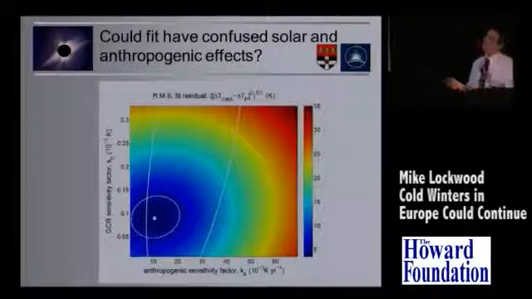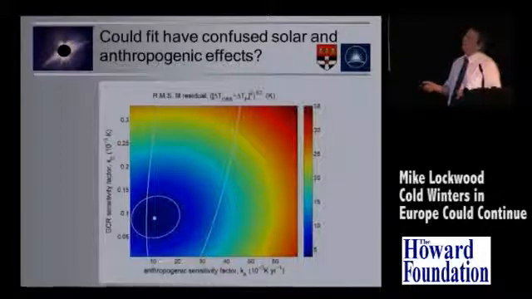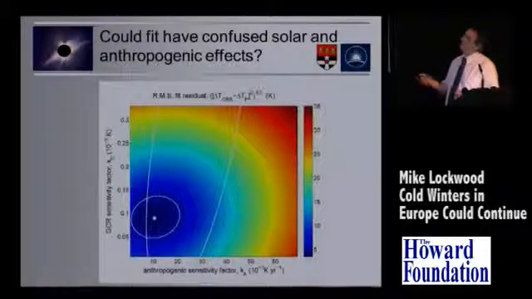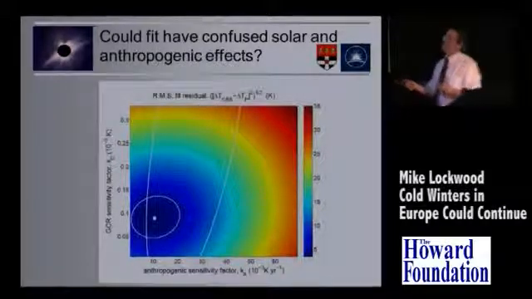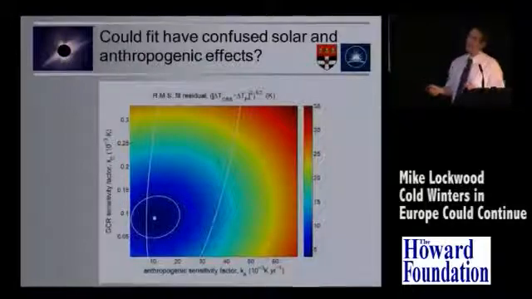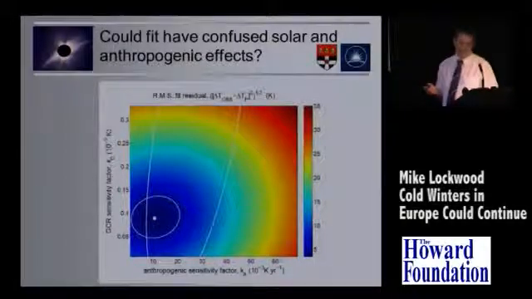This shows you the difference in fit residuals. As we come away from the best fit here, the fit residuals get larger. This point here is the 2 sigma level. I am 95% certain that the best fit is somewhere in that circle. Okay? So no, there's no possibility of that.